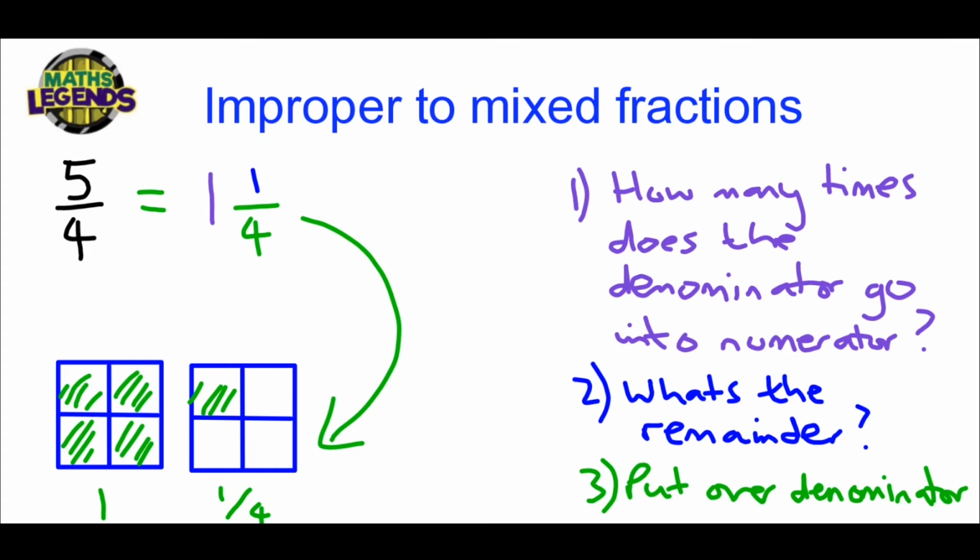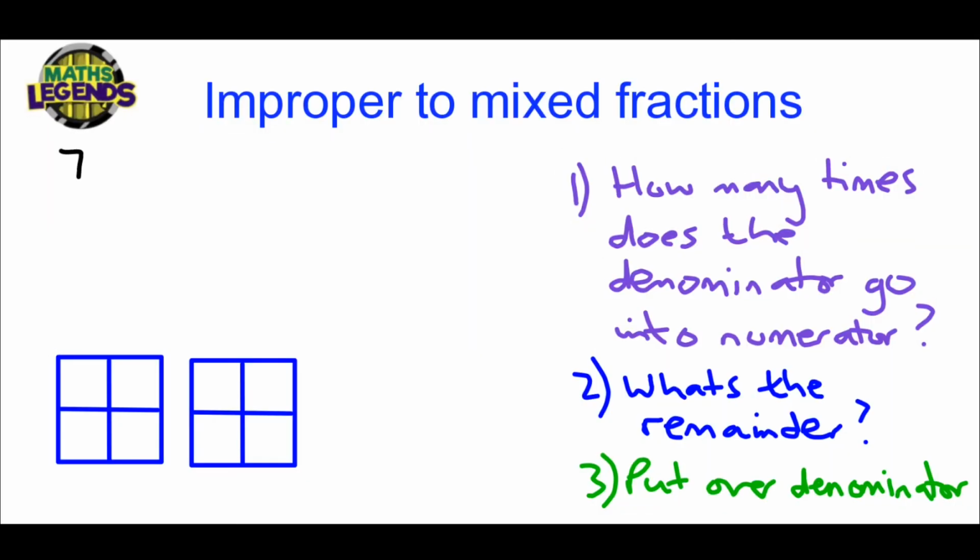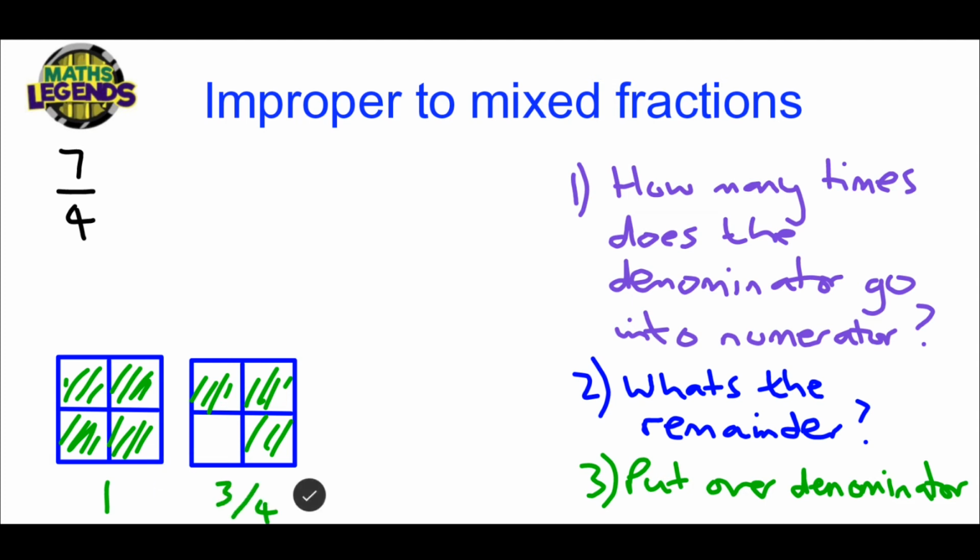Let's have a look at another example. 7 over 4. So here we have 7 quarters. So we need to color in 7 boxes. 1, 2, 3, 4, 5, 6, and 7. So here we have 1 whole box and we have 3 quarters of the second box. So our answer is going to be 1 and 3/4.